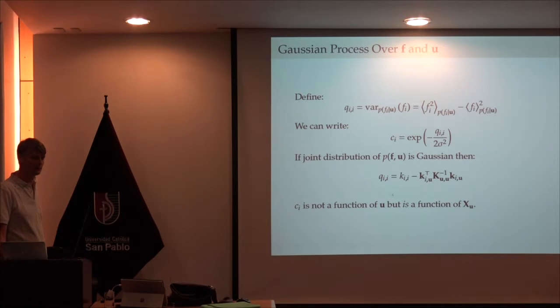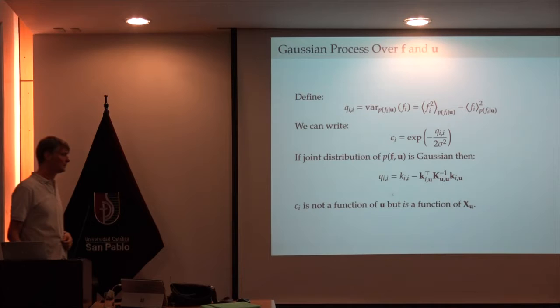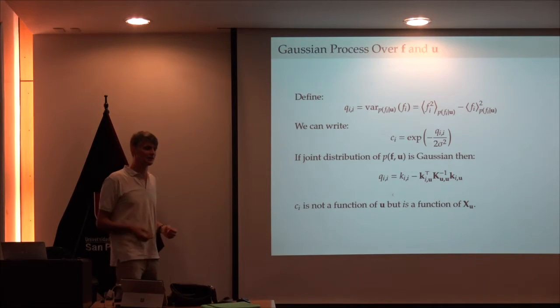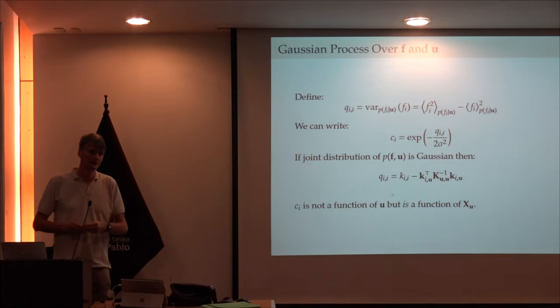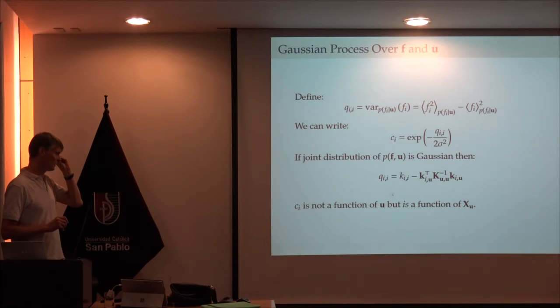So if U is fake data, where do you get the inputs to U from? Or how do you know? They turn out to be variational parameters as well. Good question. I'll come to that in a moment.